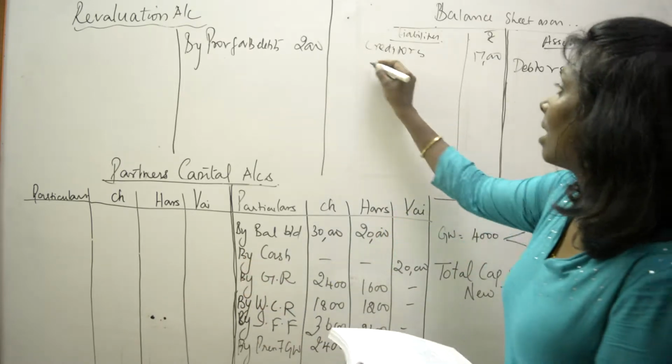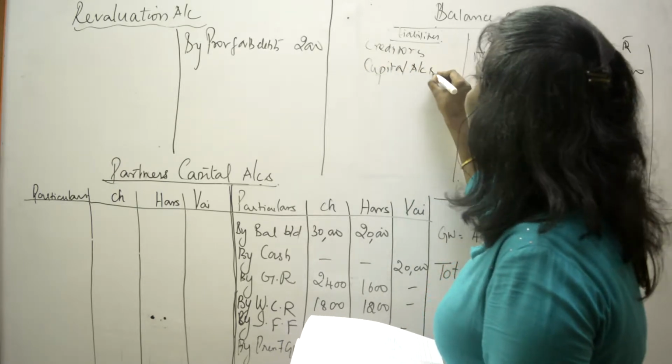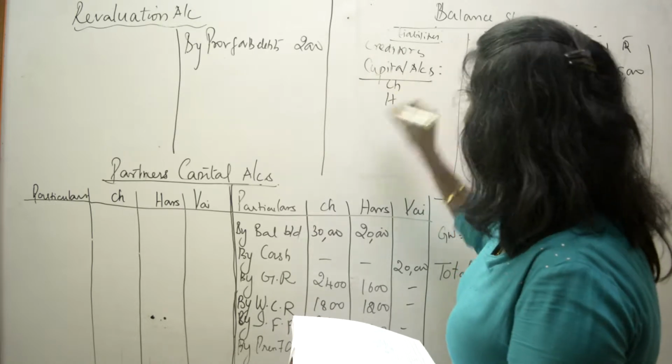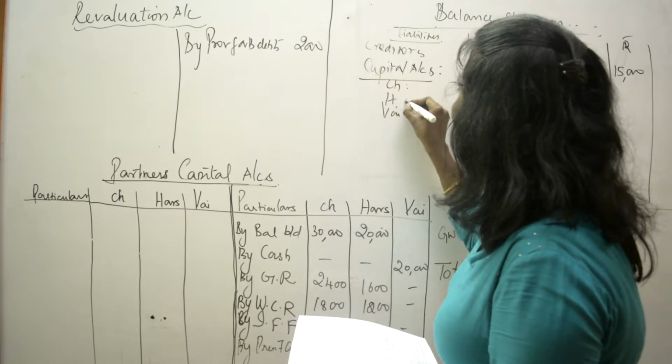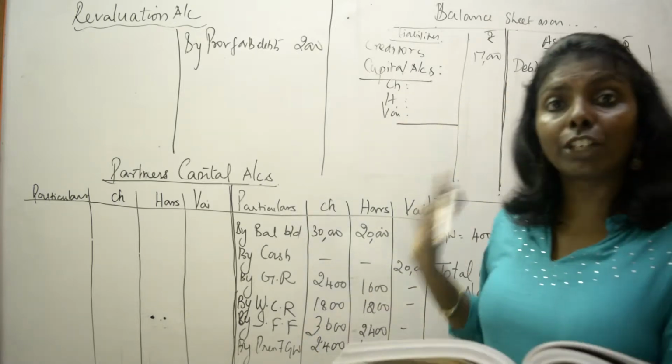Over. So capital accounts, I'll leave a space because I need to get the adjusted capital. So this is Charu, Harsha and Vaishnavi. I'm leaving a space for all the three. This place will be left blank for the time being.